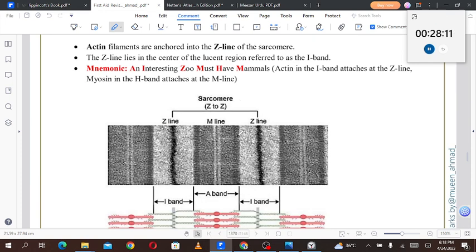They can ask you about that. Most of the time they give you a diagram like this. So here you can see that the Z line is over here. Okay, this is the Z line and this is the Z line. Then this is the area.